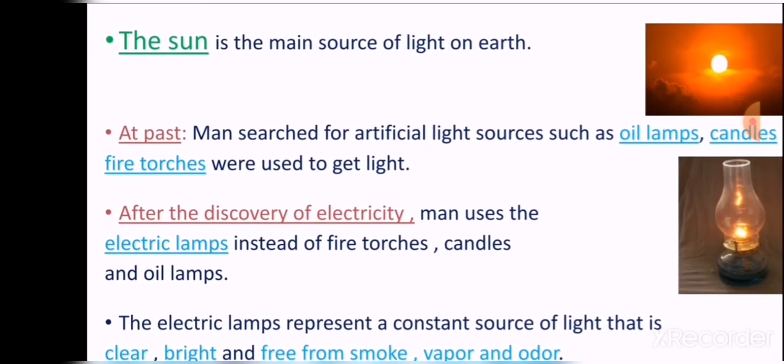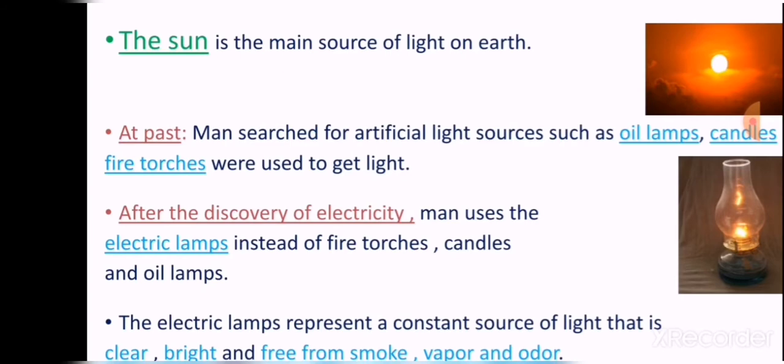But in the old centuries, man felt the daylight is not enough, so he started to search for artificial light sources, such as fire torches, candles, or oil lamps. Oil lamps, candles, and fire torches were used to get light, okay? Because the man felt that the daylight is not enough.